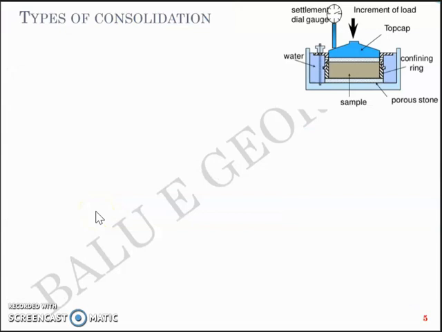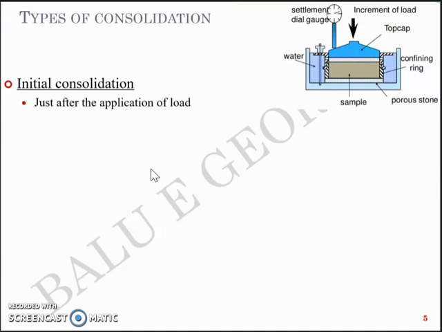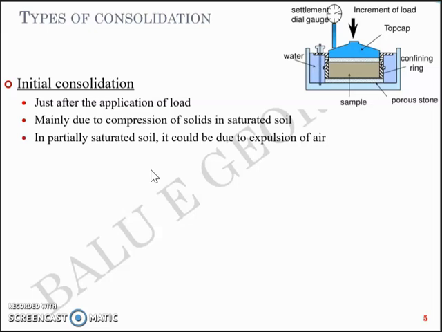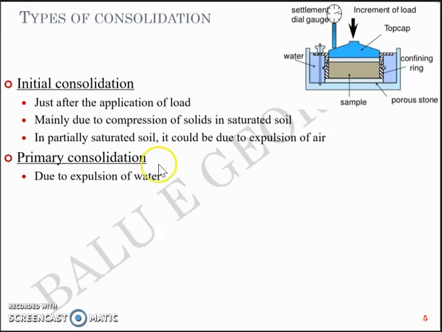Now the types of consolidation. Number one is the initial consolidation, which happens just after the application of the load, and it's mainly due to the compression of solids in saturated soil. Now in partially saturated soil, it could be due to the expulsion of air as well. The second is the primary consolidation, which is predominantly due to the expulsion of water. The primary consolidation is the one that we are actually interested in.